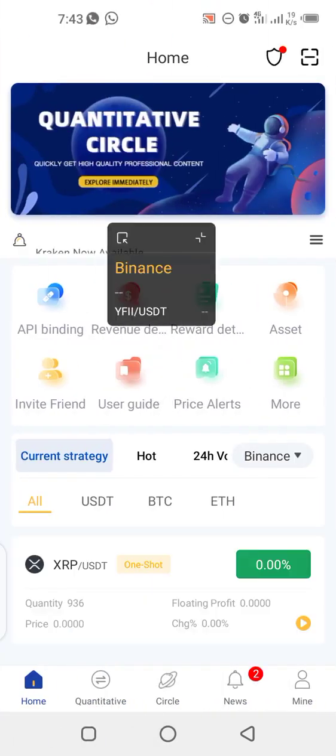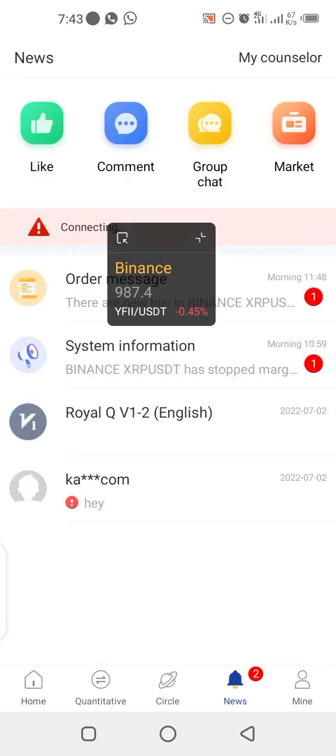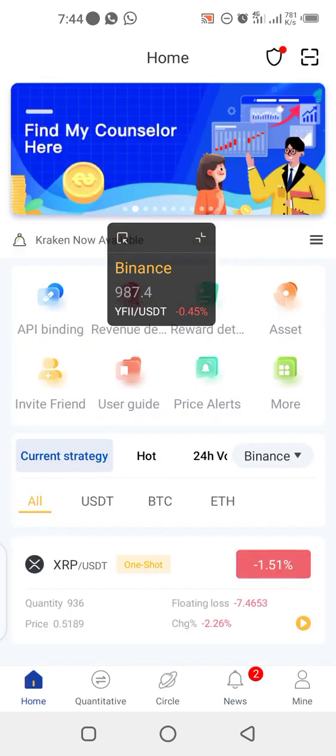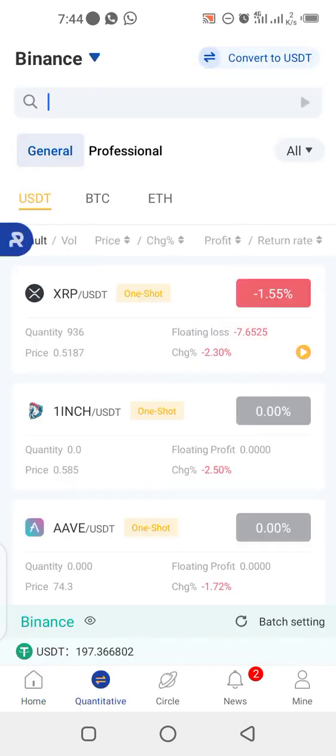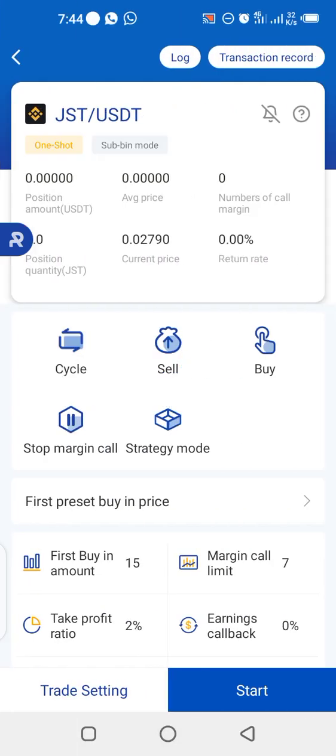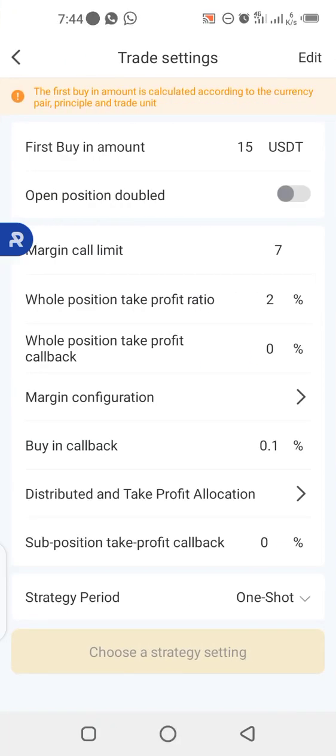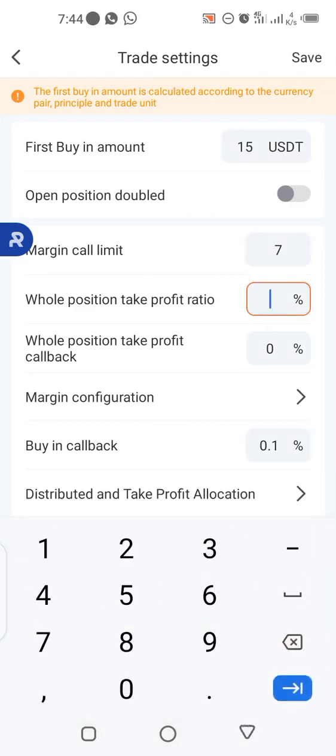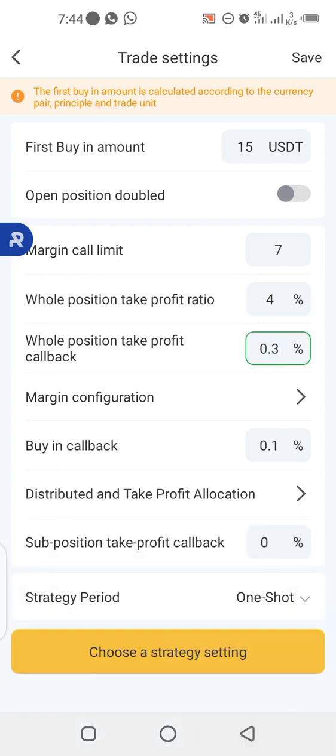When we come to our Royal Q application here, we look for JST as our main coin to trade. Here we go. And we want to trade. So from our understanding of the martingale strategy, we shall put a 4 here. We can put a 0 or a 0.3 so that we don't miss out on any bull run.